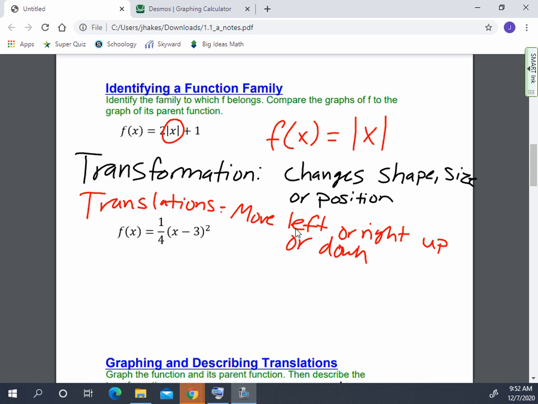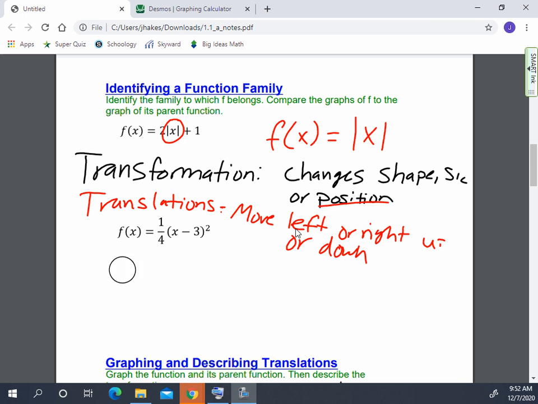Okay? So a translation is actually a transformation, right? Because it moves its position. But a translation just takes a figure and moves it either up or down or left or right. It doesn't change the size or the shape. When the size and shape change, there's a transformation. Okay?